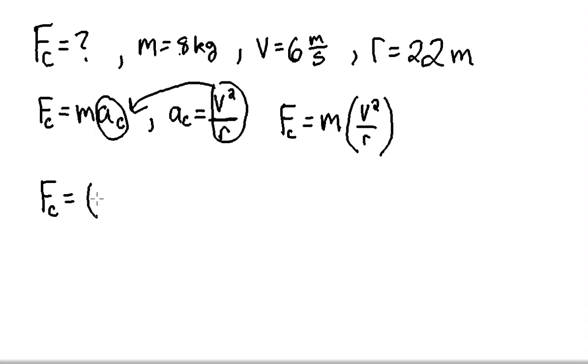So our mass is 8 kilograms. Our velocity is 6 meters per second. Now here's where it gets tricky. Remember, you're only, and then let me back this up a little bit. Do brackets.